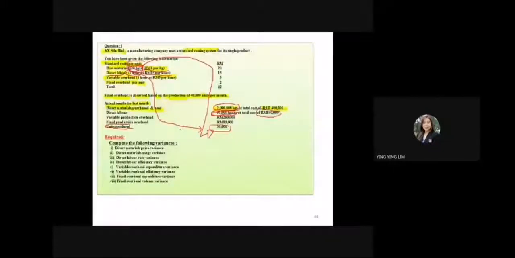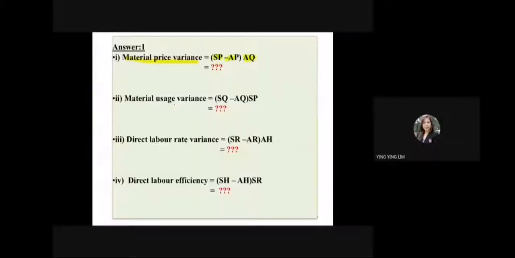So you're gonna look here. Variable overhead is 1 hour at 5 ringgit per hour. So they are absorbing on hour basis here. So your variable production overhead incurred in RM is already given, RM 280K. So your overhead absorbed here, your OAR here is 5 ringgit per hour. So I need to multiply with my actual labor hour, which is 60,000.